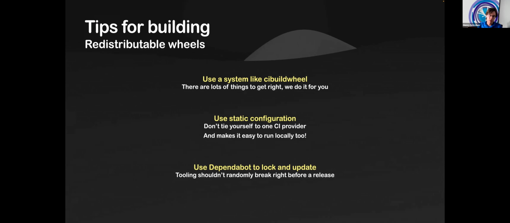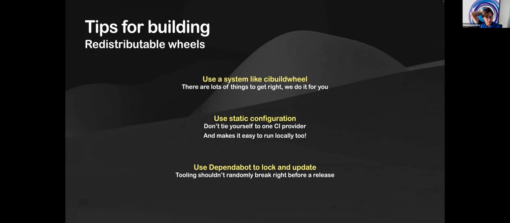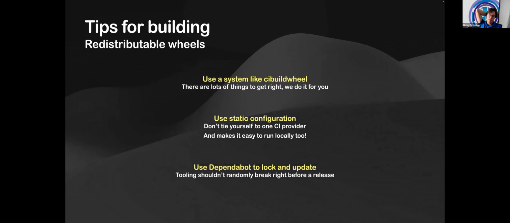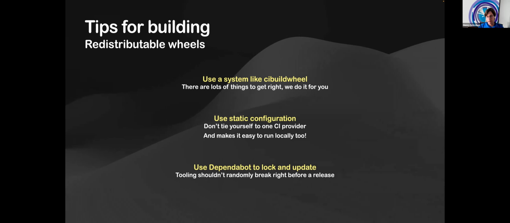With cibuildwheel, I would use the static configuration as much as you can. There are ways to configure this directly in your environment files, but it's better if you do static configuration, because then you're not tied to your CI provider. That stays a very simple script, and you can run things locally. And I highly recommend using Dependabot. One of the reasons we provide an action is that Dependabot can then update that for you, and you can have something just automatically update. That way you don't break right before release.